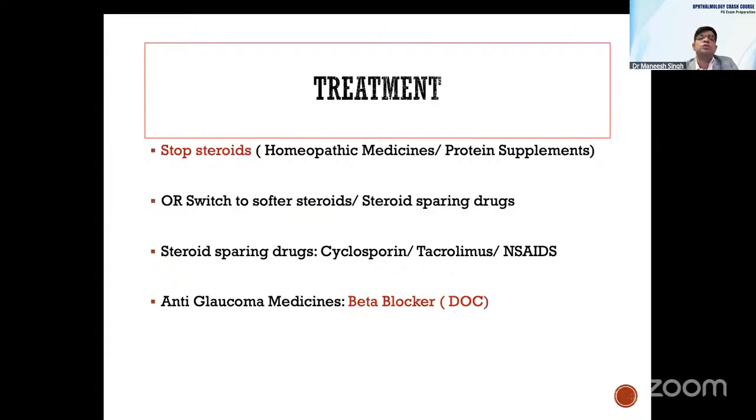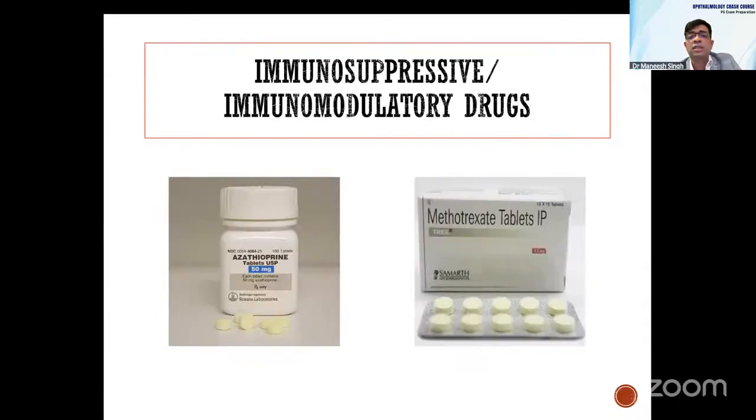Treatment is, first and foremost, to try to stop the steroid if possible. If it is not possible, you can switch to a softer steroid or even consider steroid-sparing drugs in patients with uveitis or surface inflammation, where you can go for drugs like cyclosporine or tacrolimus or even NSAIDs if possible. Coming to anti-glaucoma medication, beta blockers, like in most secondary glaucomas, are the drug of choice in steroid-induced glaucoma, but you can also use other drugs like carbonic anhydrase inhibitors, brimonidine, even prostaglandins, ROCK inhibitors, and oral acetazolamide to control the intraocular pressure.